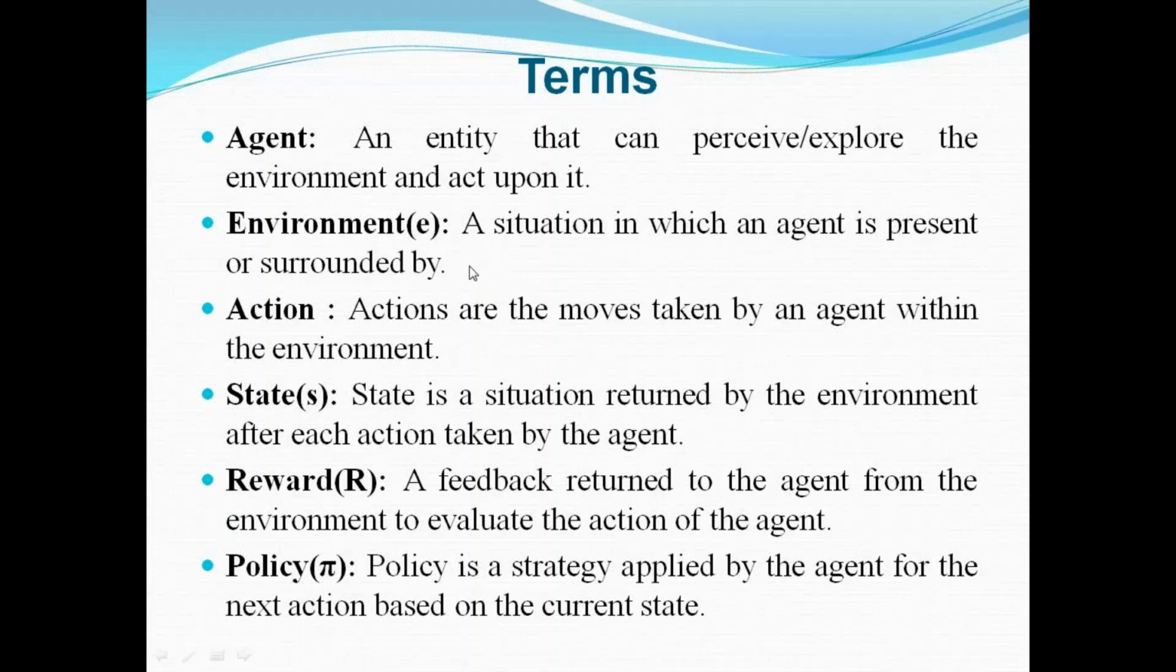Next, the environment: if an agent is present in a particular situation and is surrounded by it, we call that the environment, and it is denoted with an E. If you take some complex environment like driving a car, or some games, that will be the environment. And actions are the movements taken by the agent in that particular environment.